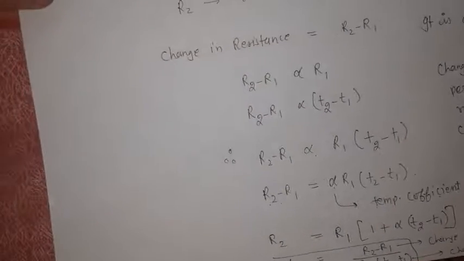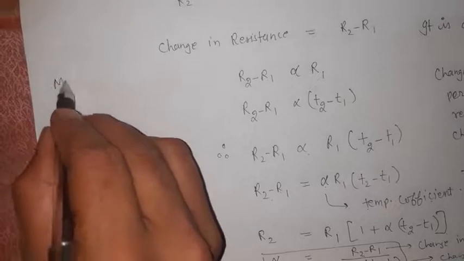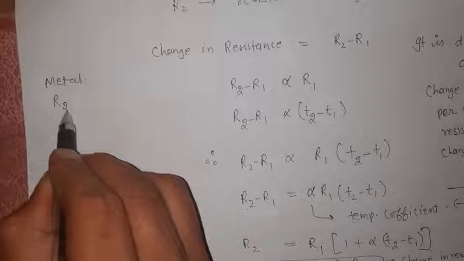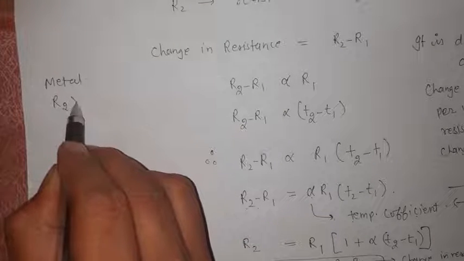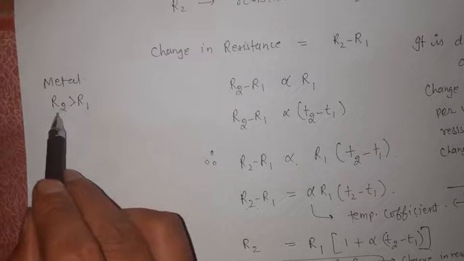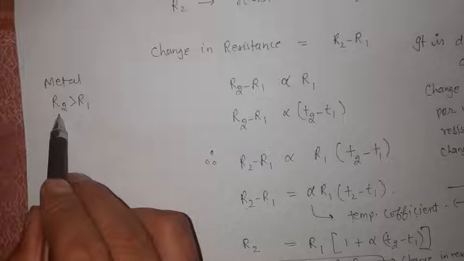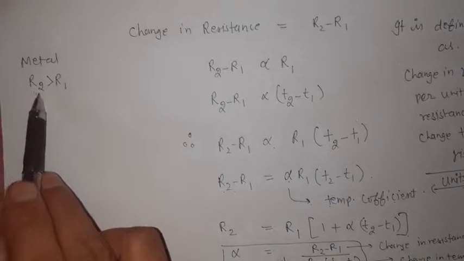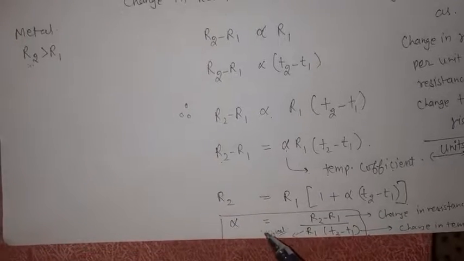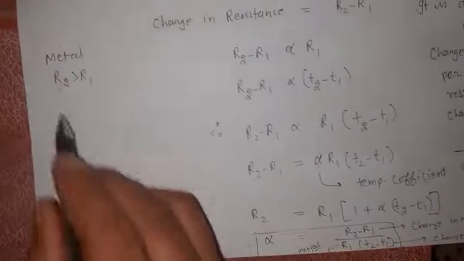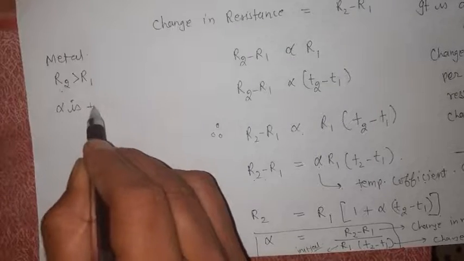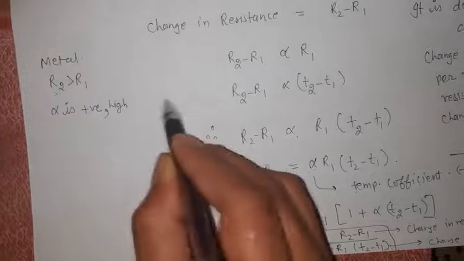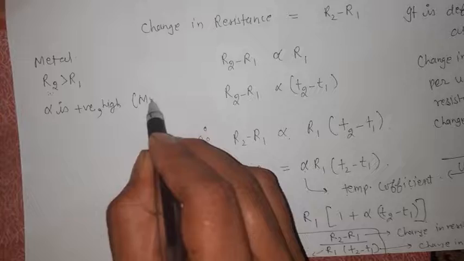Now, if we are talking about metal, for metal, students, you will find that R2 is greater than R1, because R2 is the resistance at a higher temperature. So for metal, resistance increases with an increase in temperature. Thus R2 is greater, and alpha is positive and high. So this is for metal.